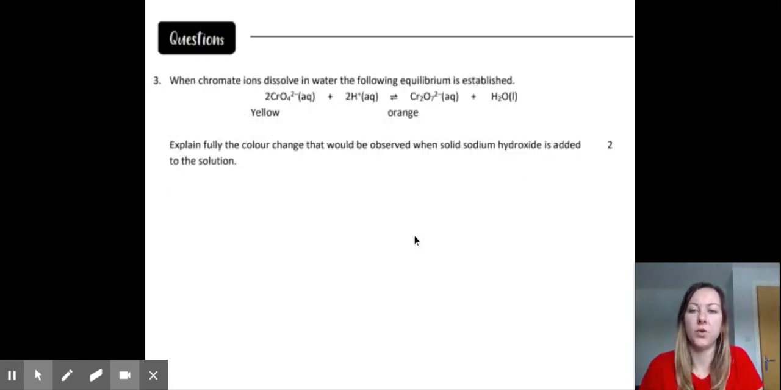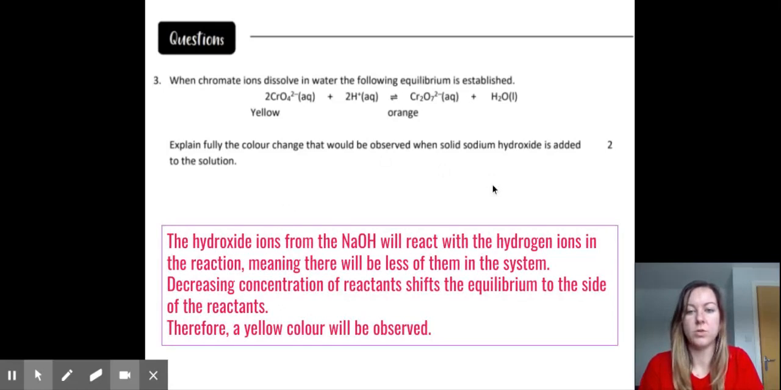Number 3, when chromate ions dissolve in water, the following equilibrium is established. So you have chromate ions, hydrogen ions, and then dichromate and water on the right-hand side. We have yellow colour on the left and orange on the right. The question asks us to explain fully, so it's worth 2 marks, the colour change that would be observed when solid sodium hydroxide is added to the solution. So what's going to happen then if we add sodium hydroxide?